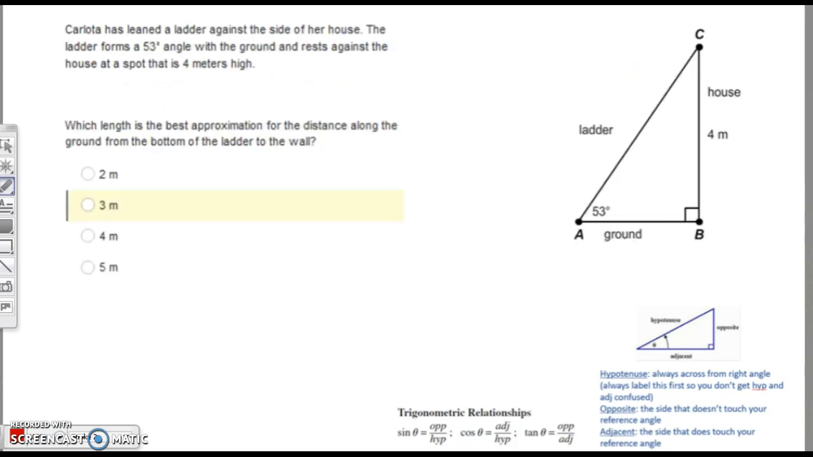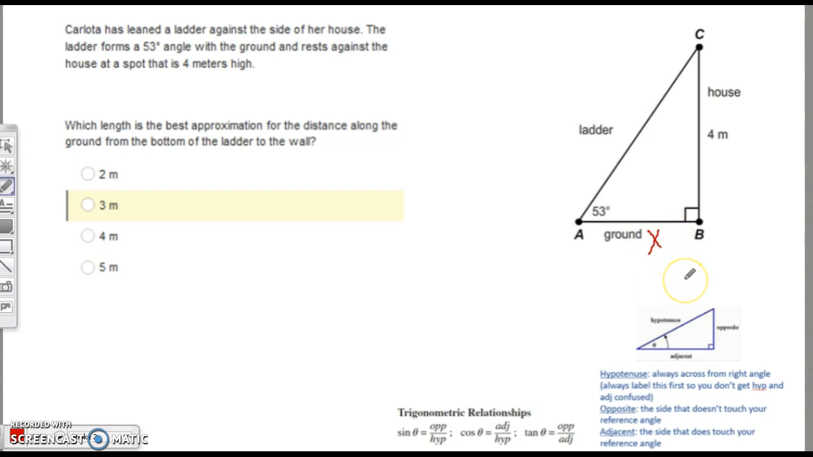All right, Carlotta has leaned a ladder against the side of her house. The ladder forms a 53-degree angle with the ground and rests against the house at a spot that is 4 meters high. Which length is the best approximation for the distance along the ground from the bottom of the ladder to the wall? Okay, so we're trying to figure out approximately that length.